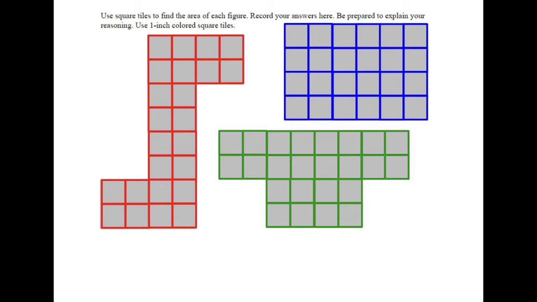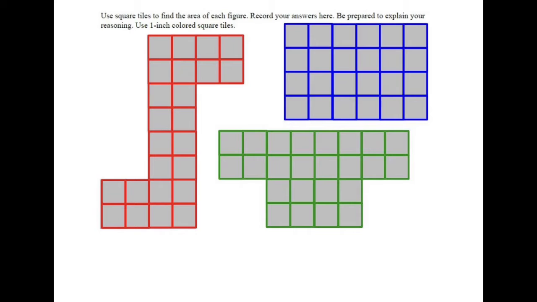Okay, in your packet you have a page that looks like this, and it says use square tiles to find the area of each figure. Record your answers, be prepared to explain, and use 1-inch colored square tiles. You probably don't have any. So I broke it up for you into squares. Let's take a look at these.